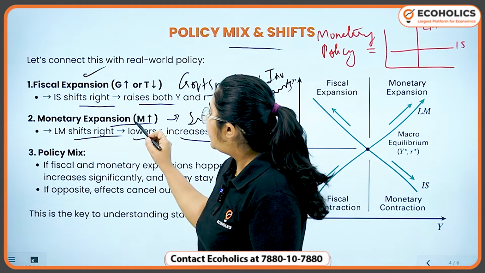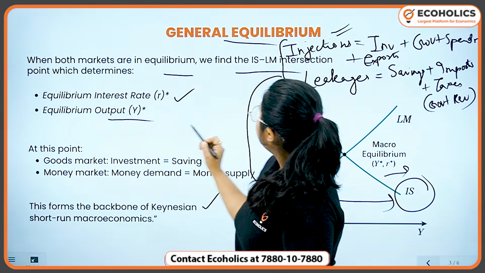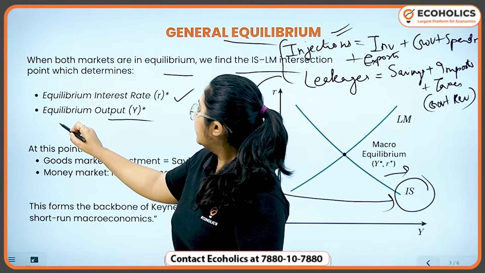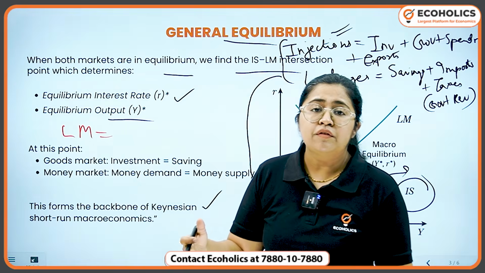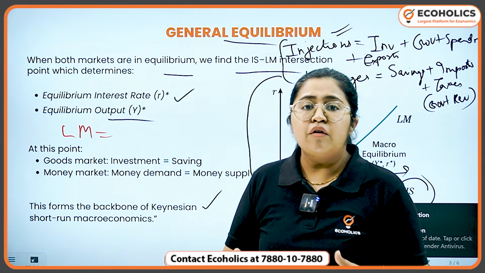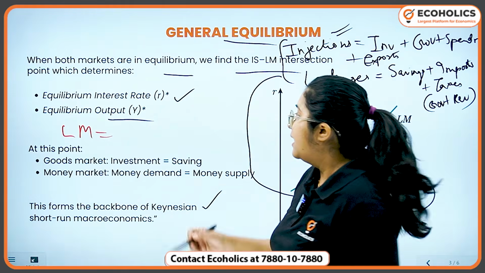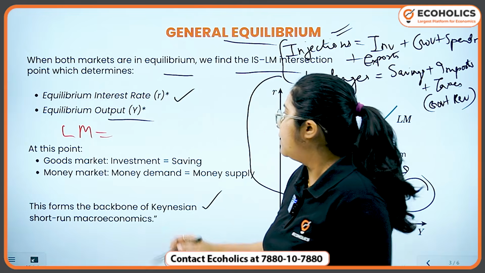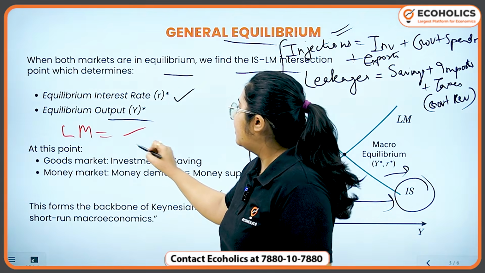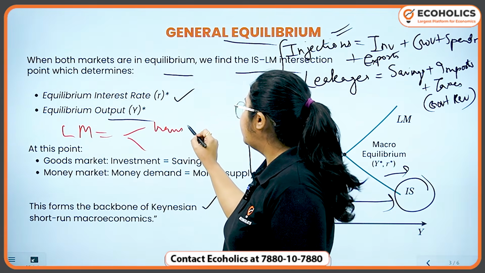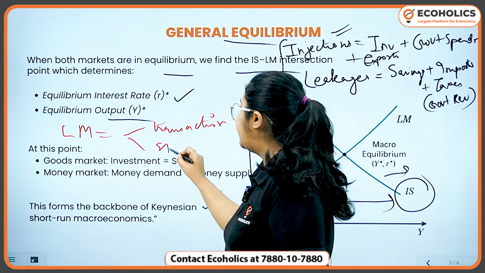When we talk about the LM curve, the LM curve actually talks about two types of motives that money supply has, which Keynes had also mentioned. The two types of motives that money supply has are the transaction motive and the speculative motive.